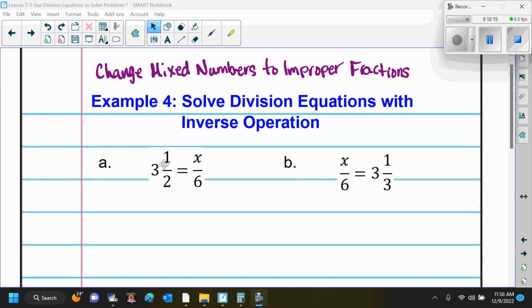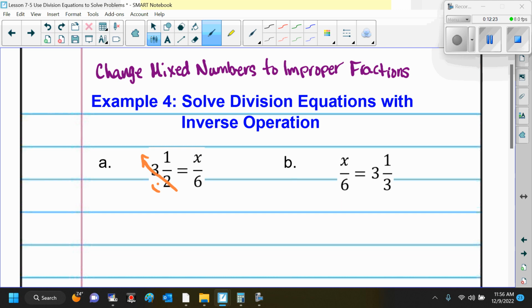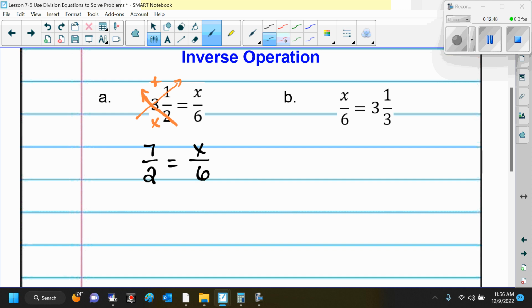So 3 1/2. You guys remember how to do it? In this direction, what are you going to do? Yep. And in this direction, we're going to, no, not divide, add. So 3 times 2 is 6 plus 1 is 7. So this is going to be 7/2 is equal to x over 6. So now we use our cover-up method. So we'll cover up what we're solving for. What do I need to get rid of to get the dot by itself?